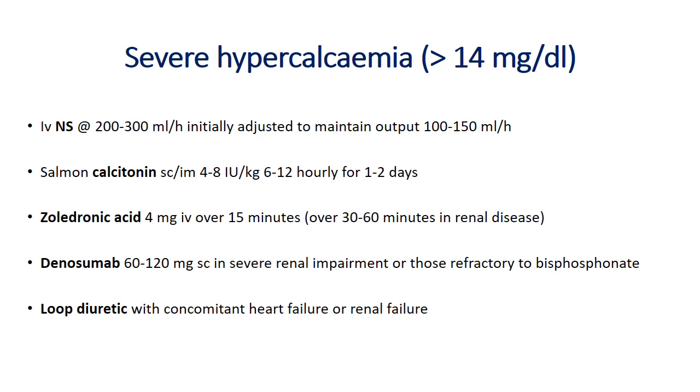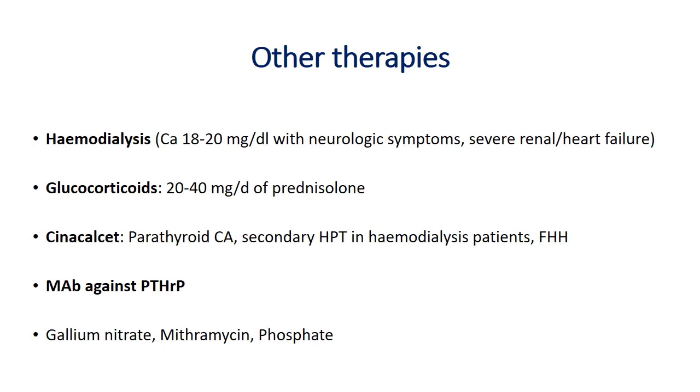So a loop diuretic is used in selective patients with severe hypercalcemia nowadays. There are other therapies as well. In the most severe cases, you can consider hemodialysis, particularly if there are neurologic symptoms or if there is severe renal failure or heart failure, which precludes aggressive intravenous fluid replacement.